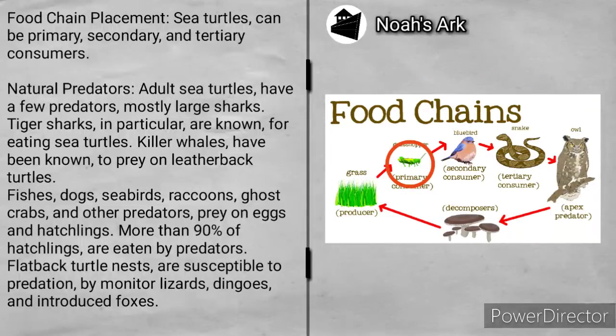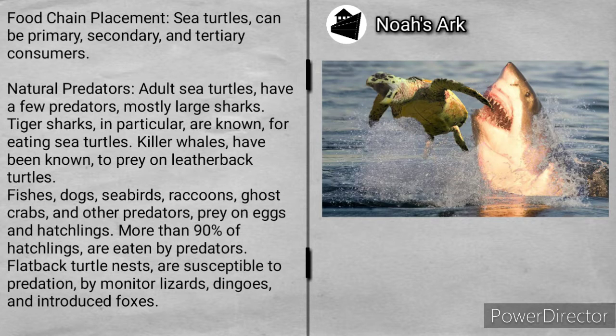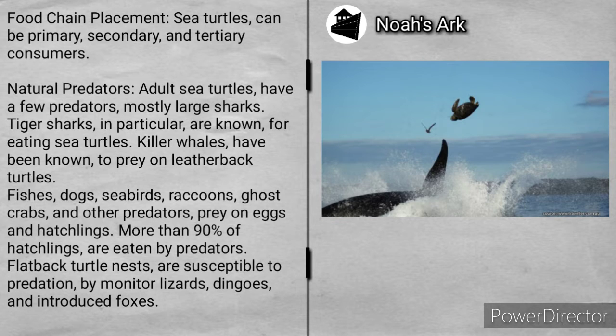Food chain placement. Sea turtles can be primary, secondary, and tertiary consumers. Natural predators. Adult sea turtles have a few predators, mostly large sharks. Tiger sharks, in particular, are known for eating sea turtles. Killer whales have been known to prey on leatherback turtles.